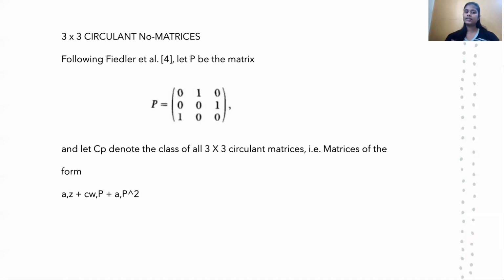So let's come to the N-naught matrix. Let's take a 3 by 3 circulant N-naught matrix. Following Fiedler, let P be the matrix P = [0, 1, 0; 0, 0, 1; 1, 0, 0], a 3 by 3 matrix. And let C_P denote the class of all 3 by 3 circulant matrices, that is, matrices of this form: alpha naught I plus alpha 1 P plus alpha 2 P square.